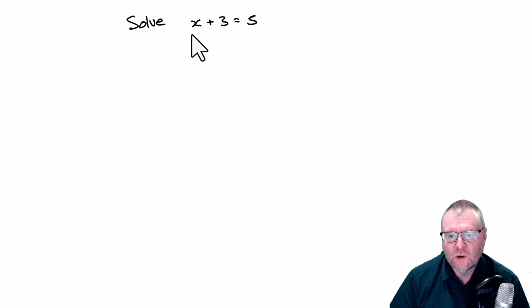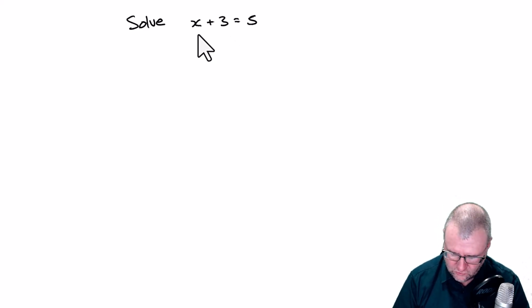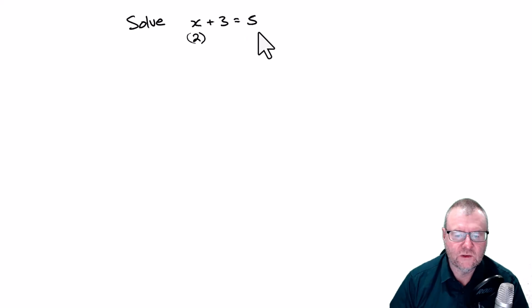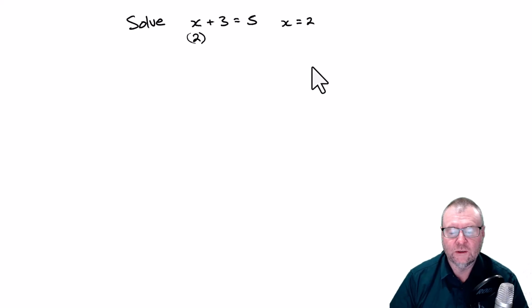And here's an example of one that looks really simple. What number does the x have to be for this to be true? So x plus 3 equals 5. Well, we can see just by looking at that to make this true, that has to be a 2, because 2 plus 3 equals 5. So we would say the solution is x equals 2, and you've solved it.